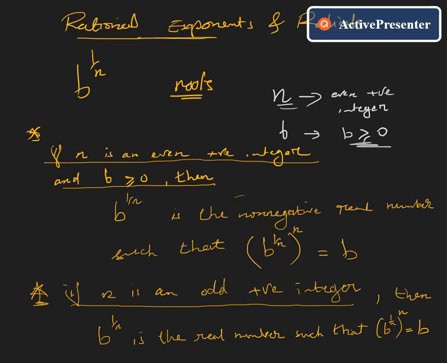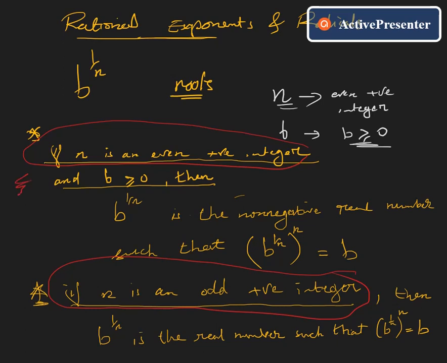So what do we have here? We have two cases: when n is an even positive integer and when n is an odd positive integer. In the first case, when n is even and b is positive or equal to 0, it shouldn't be negative at all. In the case of even n, b to the power 1 over n is the non-negative real number such that b to the power 1 over n, to the power n, equals b.